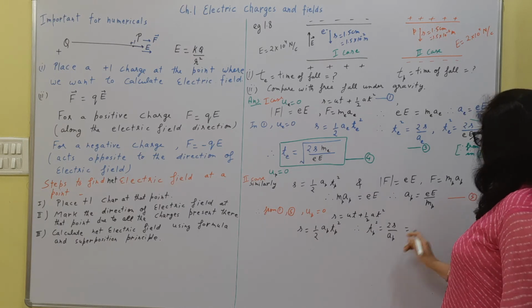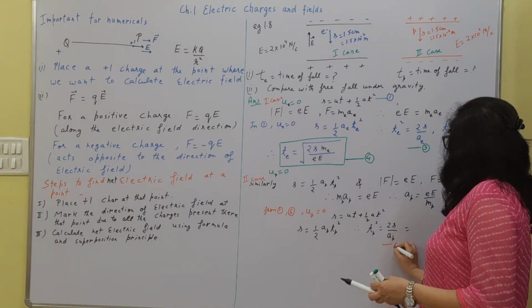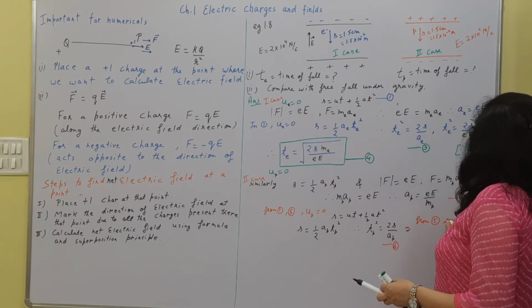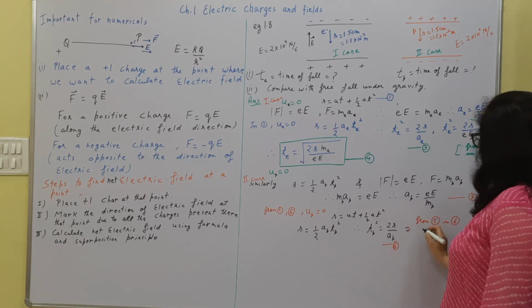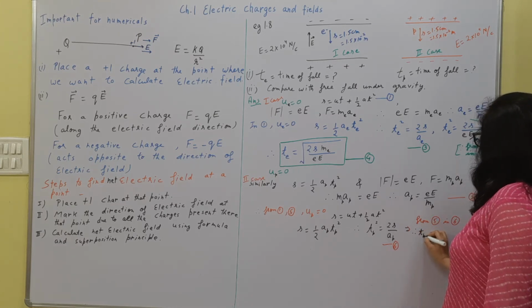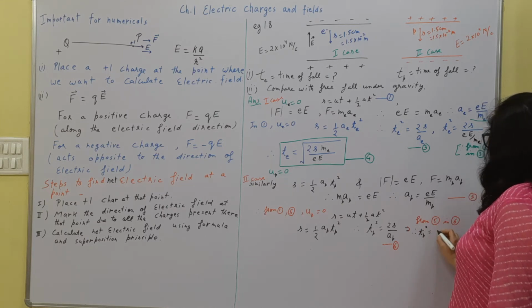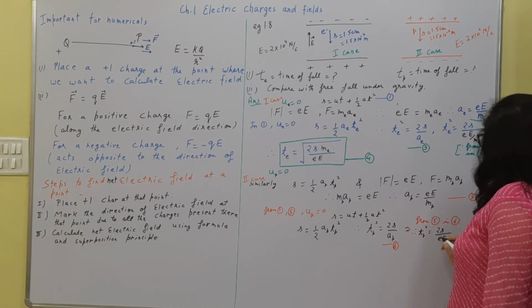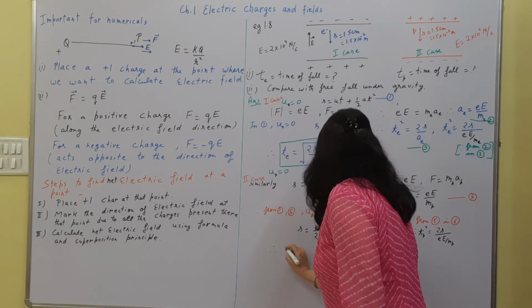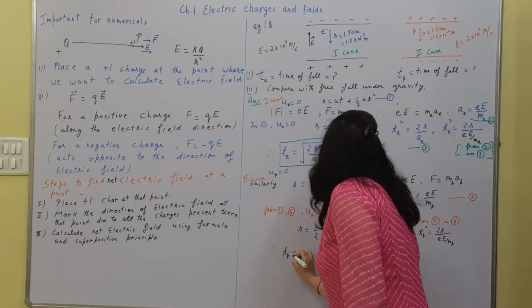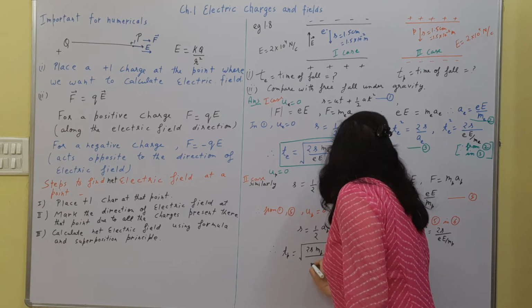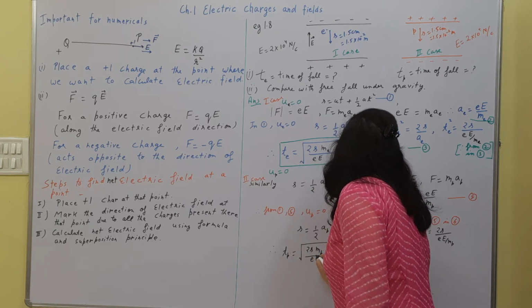So from 5 in 6, I am putting this value of acceleration. So I am getting time of fall of proton square is equal to 2s upon a_p, which is eE upon mass of proton. So therefore, I will get time of fall of proton is equal to under root of 2s mass of proton upon e into E.